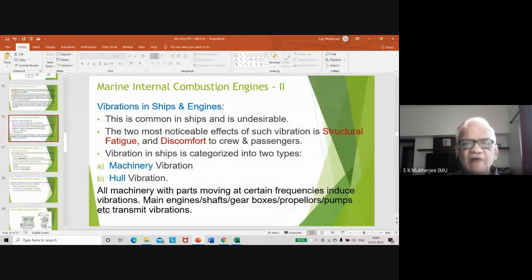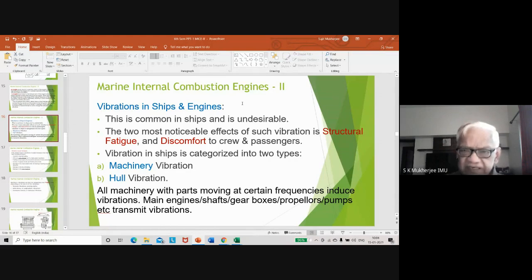Here you are. Vibrations in ships and engines. This is also a part where we have to imagine a lot of things, because I can't show you the force that is causing a vibration. So the force that is causing a vibration is something you have to imagine. So let's go through it. Vibrations in ships and engines is an important chapter also.